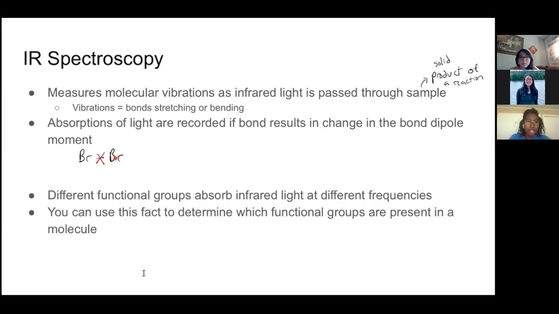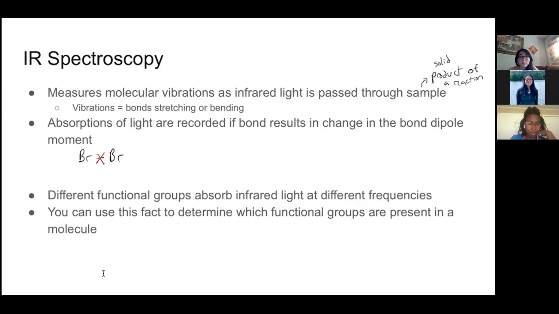You might hear this concept expressed as being a symmetrical molecule. For example, some professors might say you can't use IR spectroscopy on symmetrical molecules because if we look here, the molecule only has two atoms and it's the same on both sides. It's just two Brs. So you've got to have a change in bond dipole moment, or an asymmetrical bond, to record an absorption of light in IR spectroscopy.